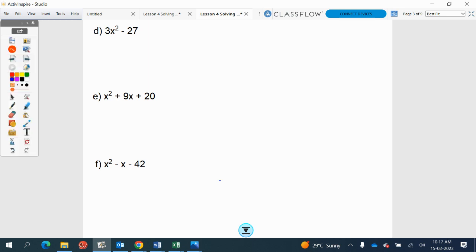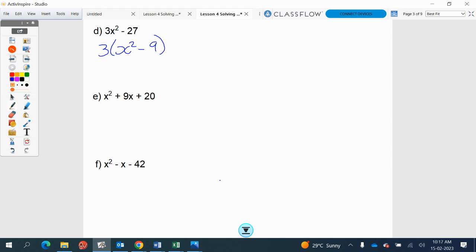Okay, so for the first expression, we see we don't have a trinomial again, but we don't have an x term in this one. So we're not going to use the single bracket factorization. The first thing to do is to notice that there is a common factor between these two, and it's the 3. So let's start by factoring out the 3. If we take out the 3, it's going to leave us with x squared minus 9.